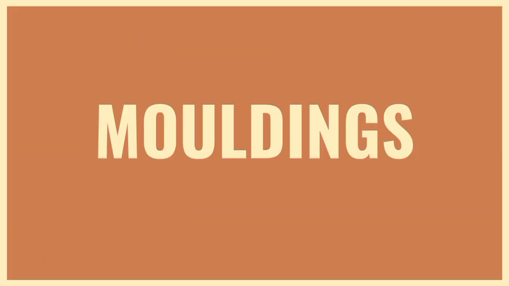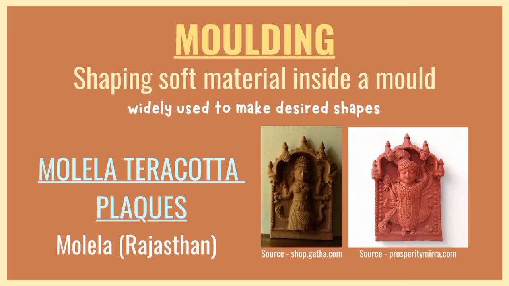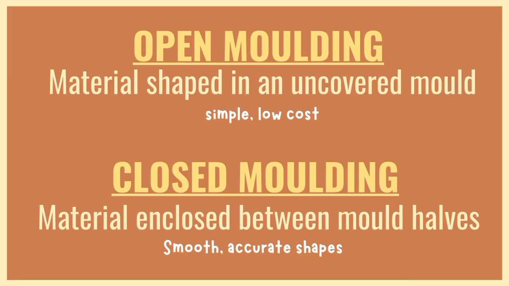Next we have moldings. So molding is again when you shape a soft material inside a mold. So there are Molela terracotta plaques from Rajasthan. Next we have open molding and closed molding. As the name suggests, open molding is when the material is shaped in an uncovered mold, and then there's closed molding where the material is enclosed between mold halves, like you might have seen shaping modaks in that modak wala machine. So that is an example of closed molding.